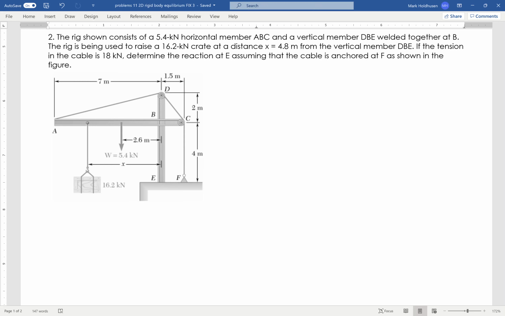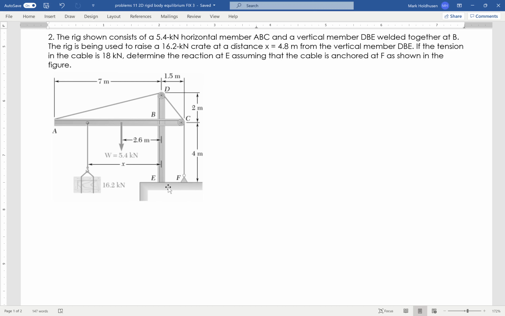I have a rig here. It's holding up a load of 16 kilonewtons at a distance of 4.8. The rig has a cross member itself that has a weight of 5.4 kilonewtons at 2.6 over like this. If the tension in the cable going through here is 18, I want to find what's going on at E here. So what are all of the reactions at E?